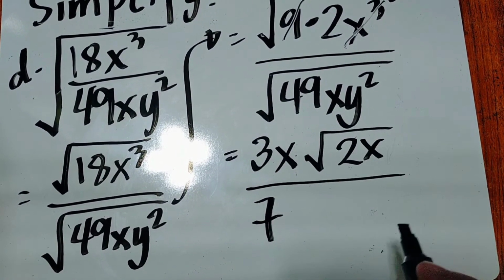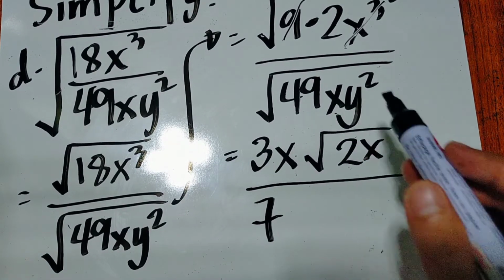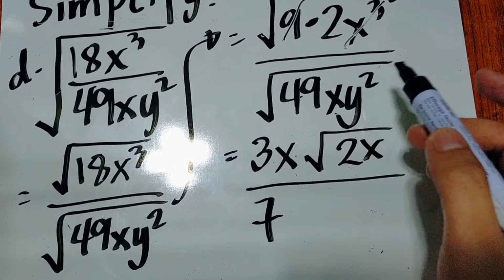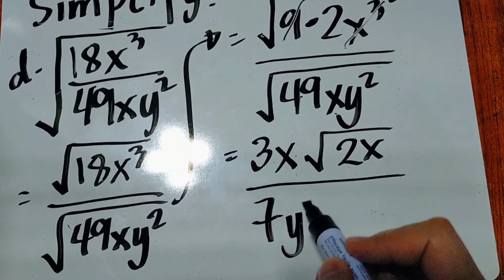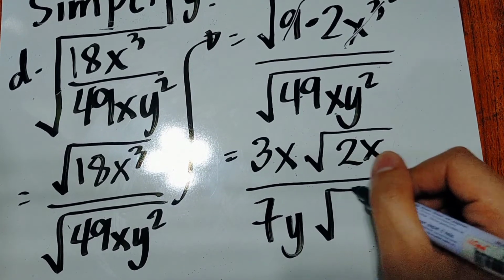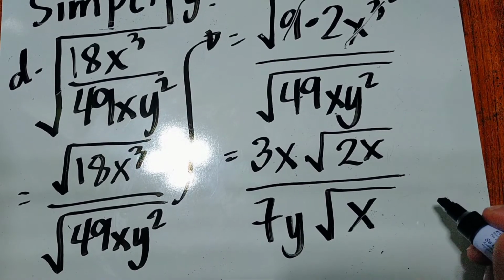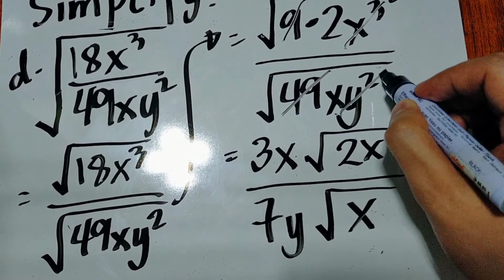Yung x wala naman siya, hindi siya pwedeng i-divide. Yung y lang. So, this will become 7y. Kasi 2 divided by 2 is 1. So, ano natira sa loob? X na lang. Kasi natanggal na natin to, pati ito.